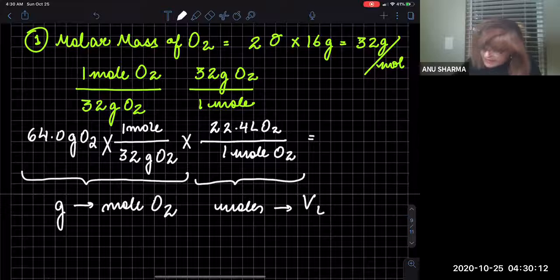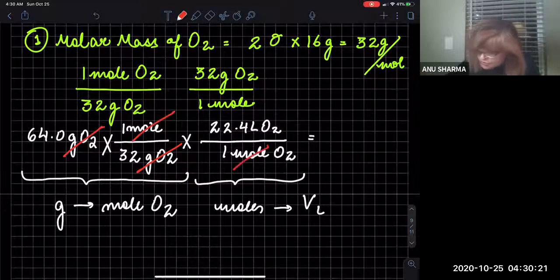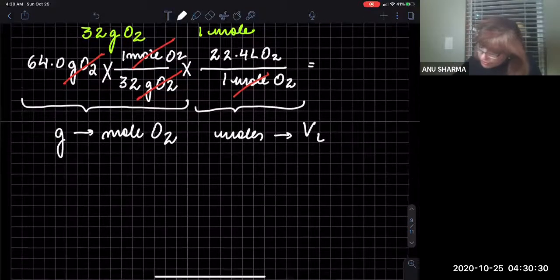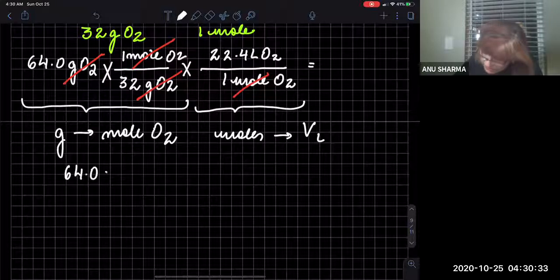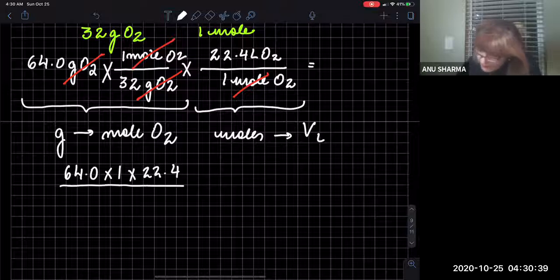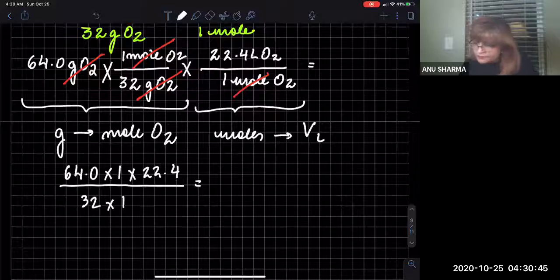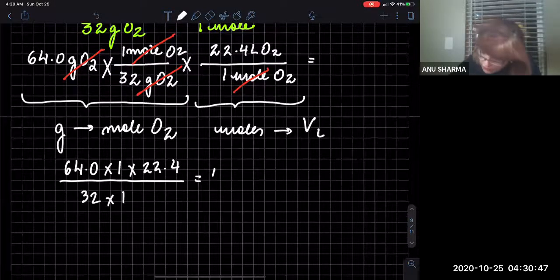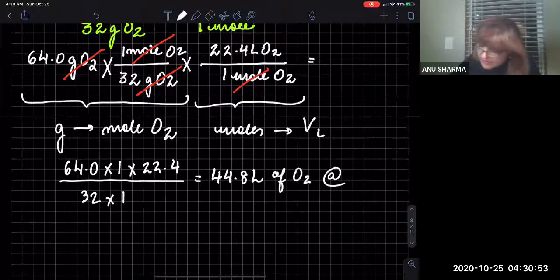Okay, so this now allows you to cancel out the grams of oxygen and grams of oxygen. Then comes the mole of oxygen and the moles of oxygen. The moles of oxygen cancel out, and you're just left with the unit of liters. Okay, so now what you're going to do is 64.0 times 1 times 22.4 divided by 32 times 1, and that gives you 44.8 liters of oxygen at STP.